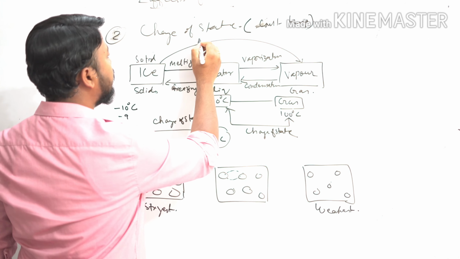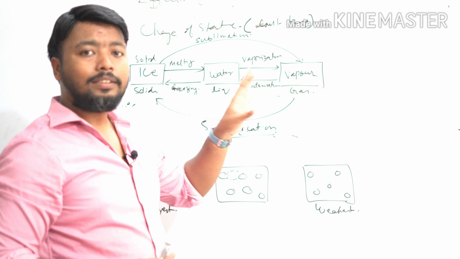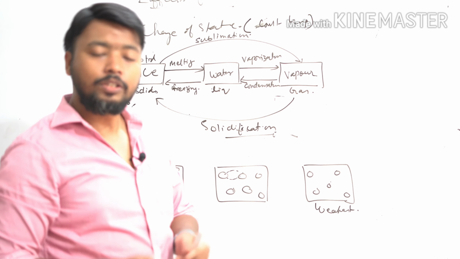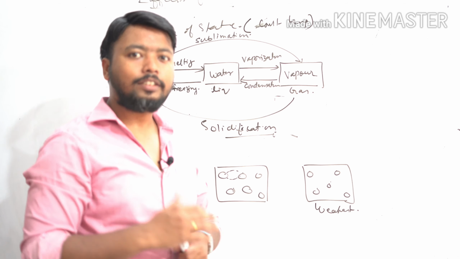Now we have to study in detail the conversion of ice into water and water into vapor. First, we have to do conversion of water into vapor. Water can convert into vapor by two methods. First one is evaporation, and second one is called boiling. So this is a very important topic. Next class we'll do it. Okay.